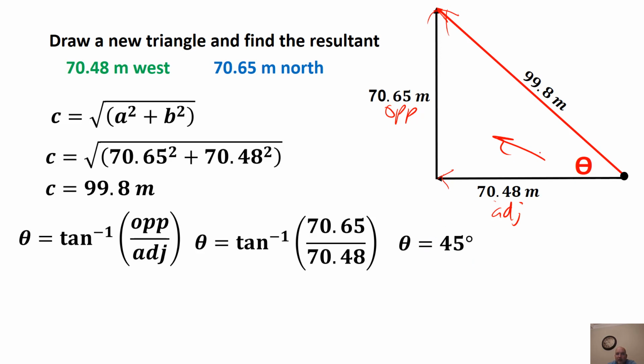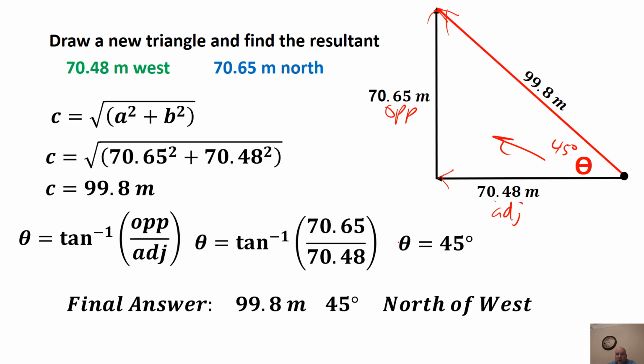So now we're finally ready. We have our 45 degrees. We have our 99.8. We need to determine what this is. And it's going to be 99.8 meters, which is our magnitude, at a 45 degree angle to the north of west. But once again, when you're thinking about the baseline, what's coming out of the origin dot is the baseline, and we're going to the north of that baseline. So that's our final answer.